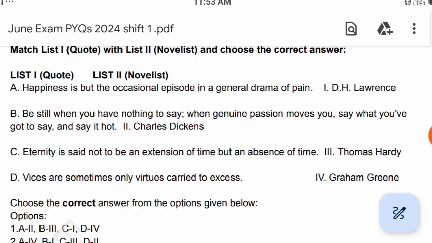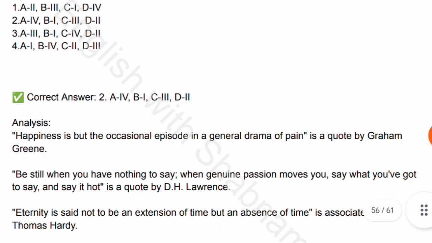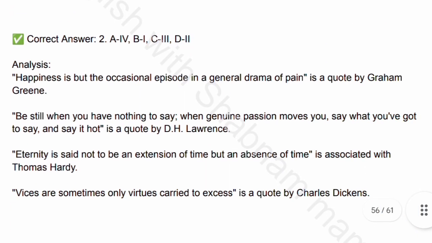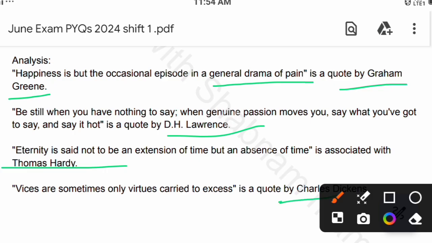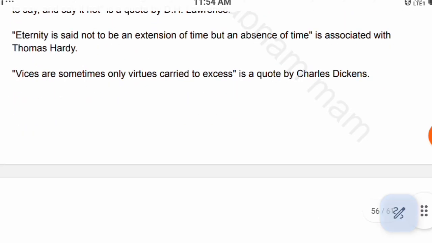Quotes by the writers and novelists. Next question you have. "Happiness is but the occasional episode in a general drama of pain" is quoted by Graham Greene. "Be still when you have nothing to say" is by D.H. Lawrence. "Eternity is said not to be an extension of time but an absence of time" is Thomas Hardy. And "vices are sometimes only virtues carried to excess" is quoted by Charles Dickens. Move on to the next question.